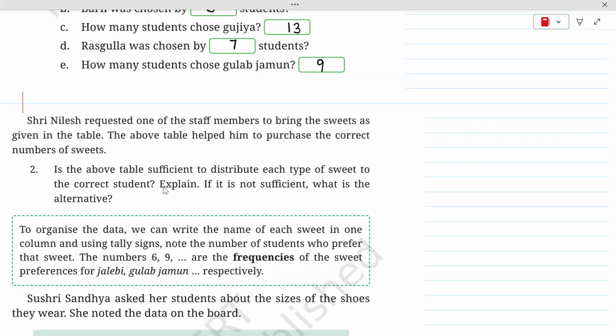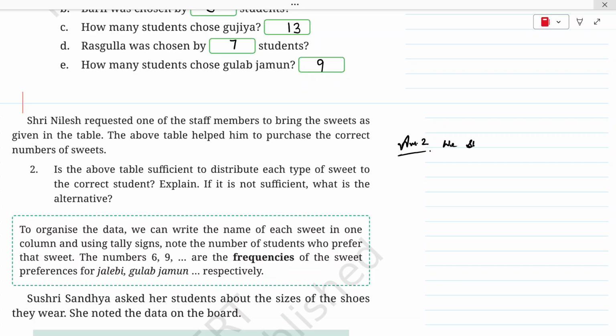We don't know if there are kids named Ananya, Arav, Sumit. So who likes barfi, who likes gulab jamun, who likes rasgulla, we don't know. What we know is the total count, that yes, there are 3 such children who like this particular sweet. There are 9 children who like gulab jamun, but we don't know their names. Okay, so explain. This is the explanation that I'm just writing here. Answer number 2.